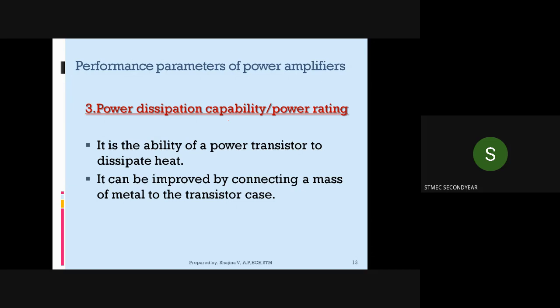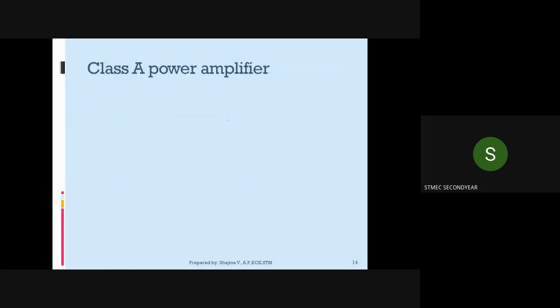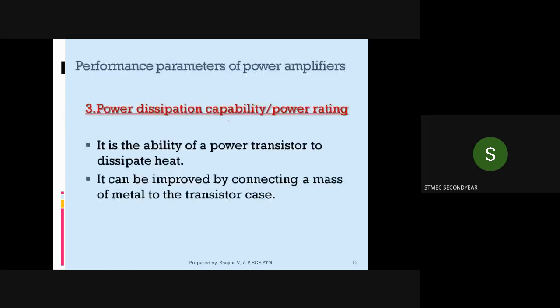Our circuit will get damaged. So, in order to avoid that, we have to dissipate heat. So, power rating can be improved by connecting a mass metal to the transistor case. Okay. So, these are the basic introduction to this topic.